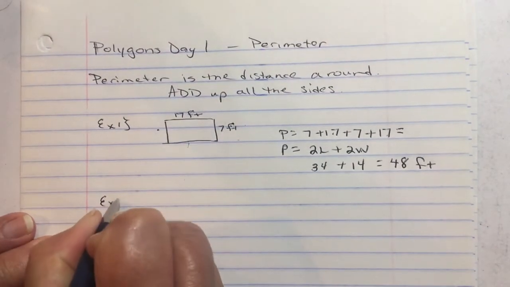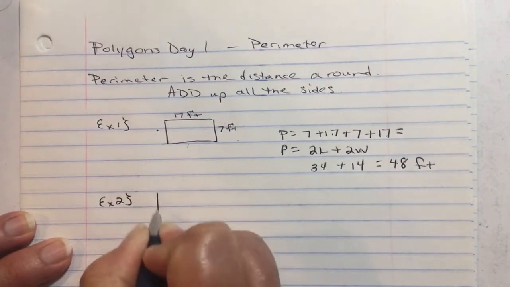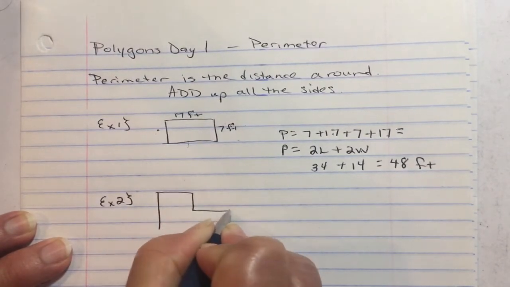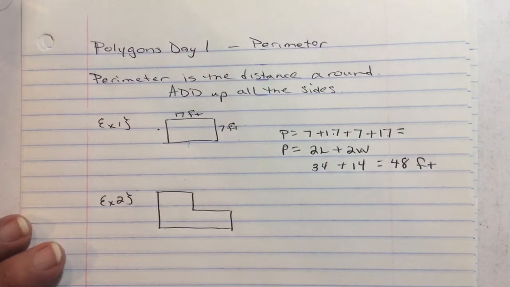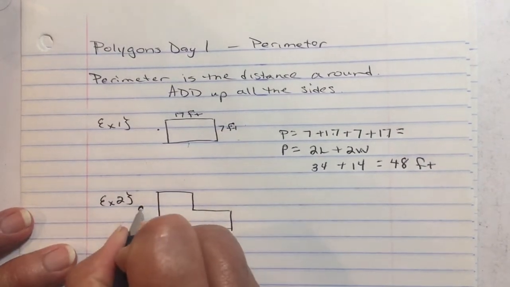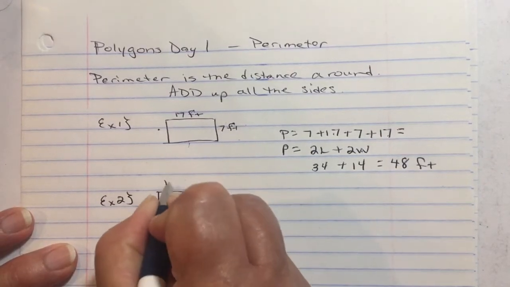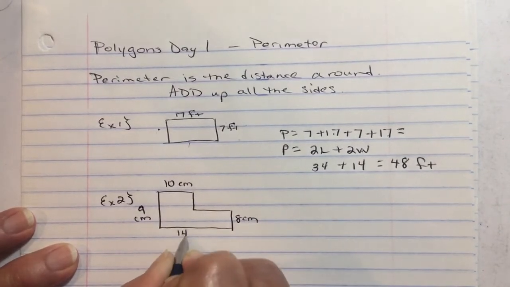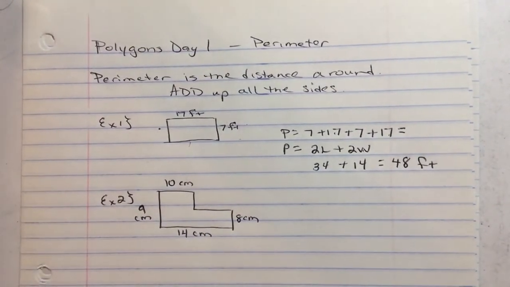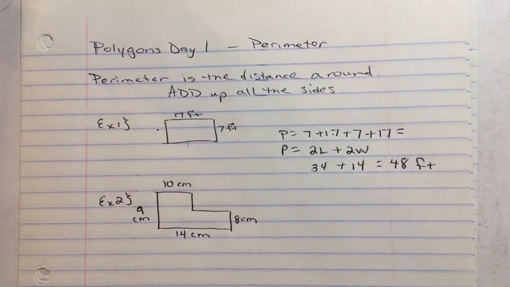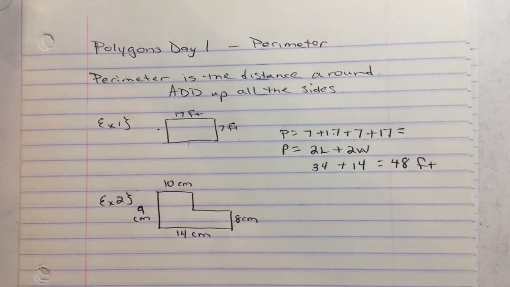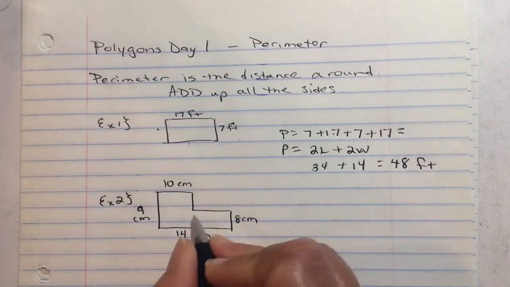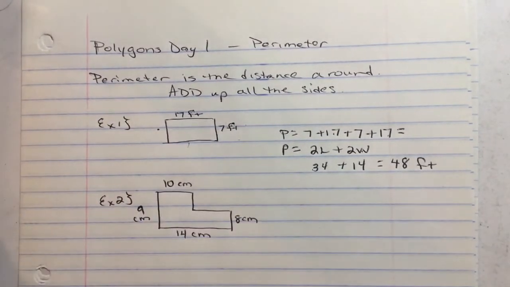So for example 2, let's do a figure that's a little irregular, kind of an L-looking shape. And we'll make these dimensions in centimeters: 9, 10, 8, and 14. Remember to pause the video if you need time to draw this, because I'm going too fast. Now, if you look at this shape, we've got 4 dimensions. We are missing these 2. So that's the first thing we should figure out, is how long those are.